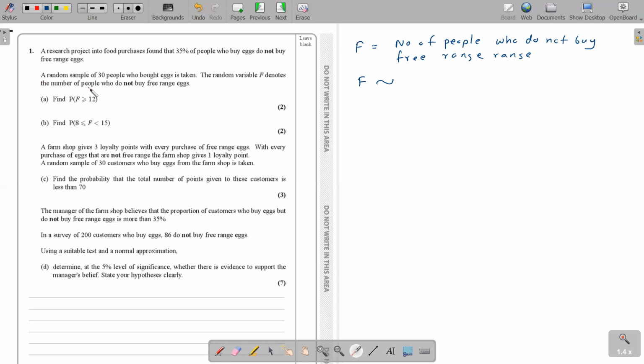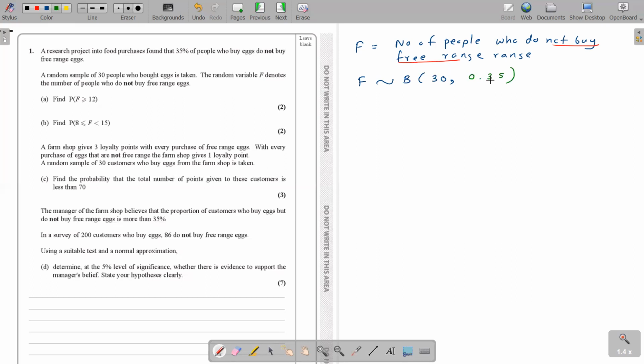Can this be Poisson? Do we have a fixed rate in a given interval? No. So you can see we have a fixed number of trials. There are 30 people here. And the proportion of people who do not buy free-range eggs is 35%. So you have the probability as well. So therefore you can say F follows a binomial distribution. The fixed number of trials is 30 and the probability of success, the probability of people who do not buy free-range eggs, because that's how we define it, is 0.35, 35%.